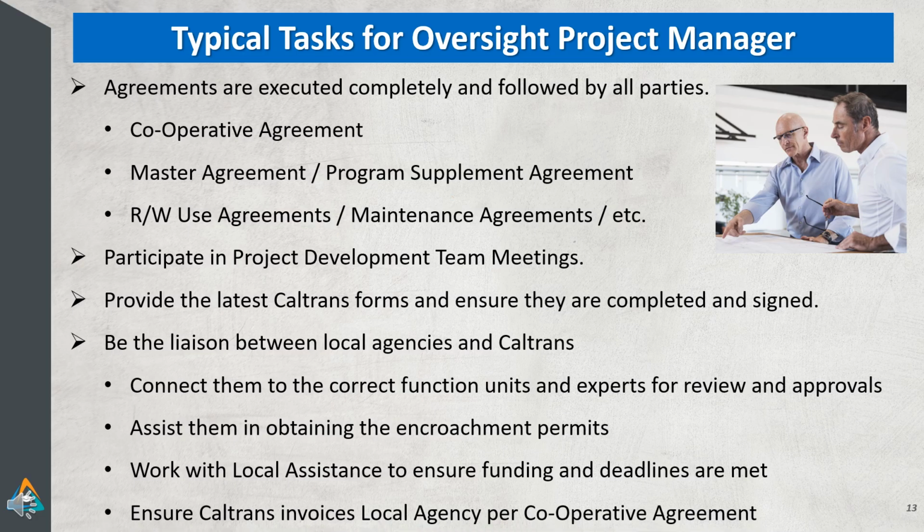Last but not least, Caltrans needs to follow the cooperative agreement on invoicing local agencies to make sure all our work is paid for. The hardest part of being an oversight project manager is that most of the work needs to be done by local agencies, not Caltrans, and you need to make sure they do everything correctly, on time and on budget. If problems arise, make sure you get the Caltrans personnel involved early and corrective actions are taken.